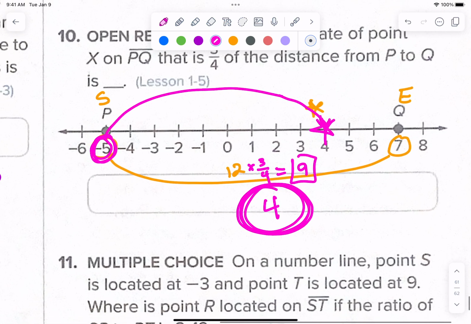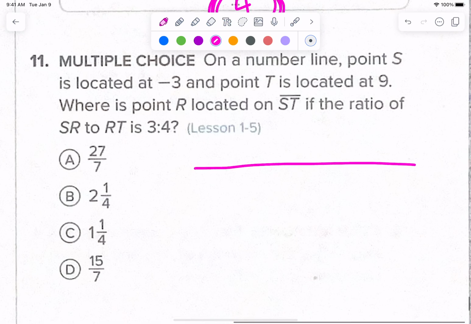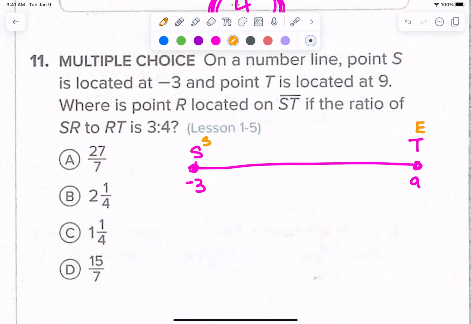Okay, that one was a little easier. We're getting a little harder. Number 11 is going to be maybe a little harder just because we don't have a diagram. Okay, on a number line, let's draw it. On a number line, S is at -3. That's where S is located. And T is located at 9. T is here. S is where we're starting, T is where we're ending. Start and end. Okay, R is located somewhere between there, so that SR to RT is 3 to 4. So this side is 3 and this side is 4.